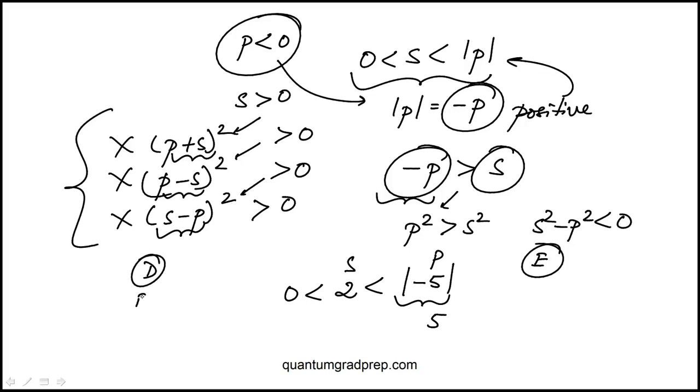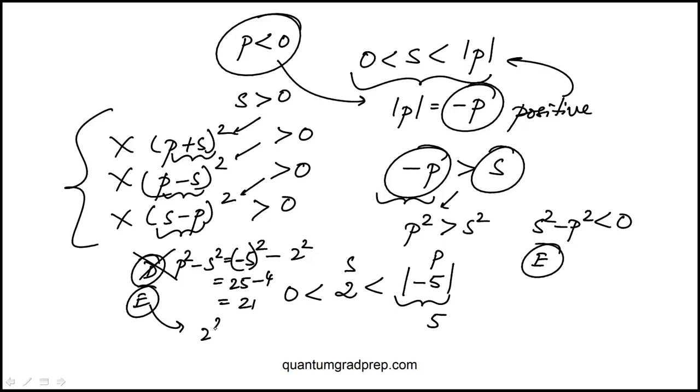And D would become p squared minus s squared, which is minus 5 squared minus 2 squared, which is 25 minus 4, which is 21. So that one isn't negative. And then E is 2 squared minus 5 squared, which is 4 minus 25, which is negative 21. So we can also use actual values to show that E must be negative. So the correct answer to recap is E.